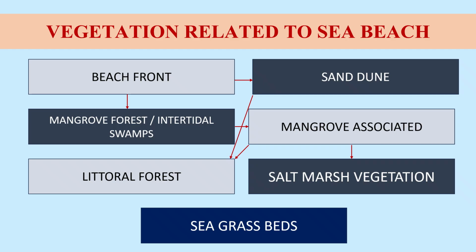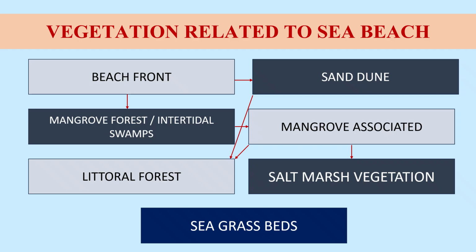Then the next is the sand dune. So sand dune and sea beachfront are not exactly different vegetation, but you will see a very thin, invisible boundary between the beachfront and the sand dune, because the first vegetation that you will find is the beachfront, followed by the sand dune. So many of the vegetation found in the sand dune might be available even in beachfront, but not necessarily.